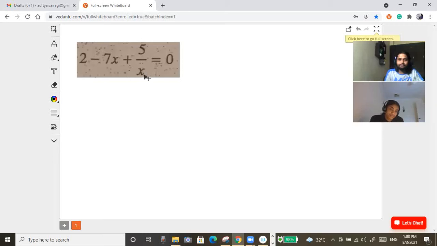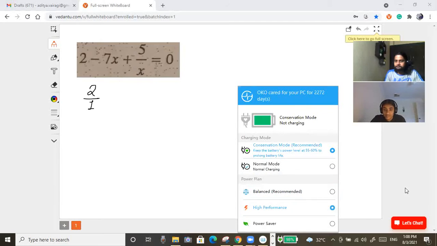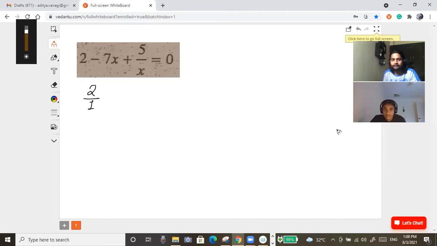Now, just because x is in the denominator, we'll have to get the LCM here. This is a fraction, you notice, but the other two numbers are not in the form of a fraction. So let's write them again in the form of a fraction. How do you do it? You simply write 2 over 1, because 1 is the default denominator of any number. If any number is there, you can simply put 1 as its denominator without any problem. Even 7x can be written as 7x over 1.